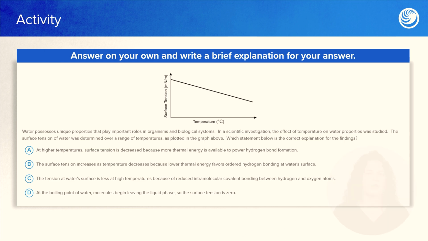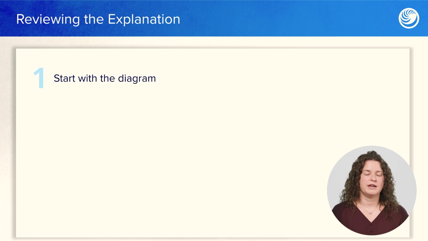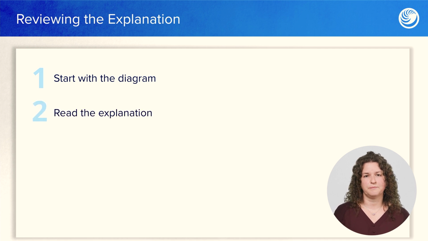Again, the first few times you do this with your students, you'll need to go through the explanation with the whole class. I would have students start with a diagram. In this example, ask students what they notice about the water molecules in the cooler temperature versus the water molecules in the warmer temperature. What kind of trend do they see on the graph? Then we can move on to the written explanation.